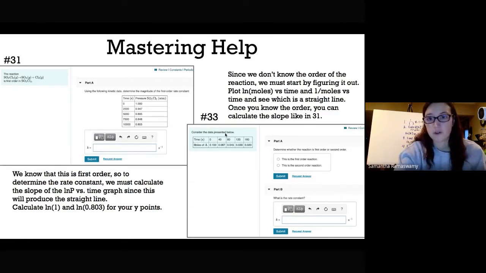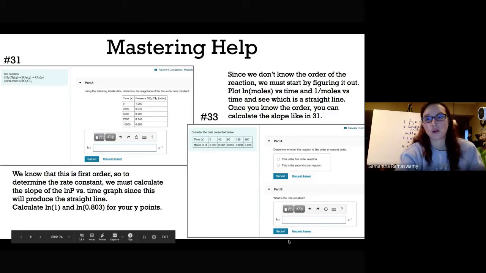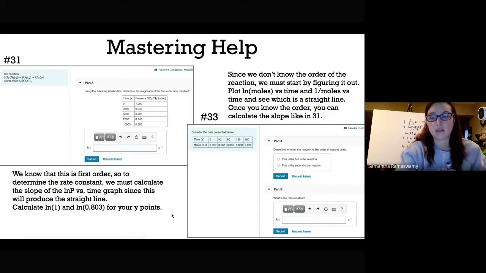So if it's first order, you'll do ln of moles and solve for slope. If it's second order, you'll have to do 1 over moles, find your points, and then find the slope. So for 31 and 33, you have to do what we did in the examples, where you have to take the natural log or you have to take 1 over in order to find the slope.